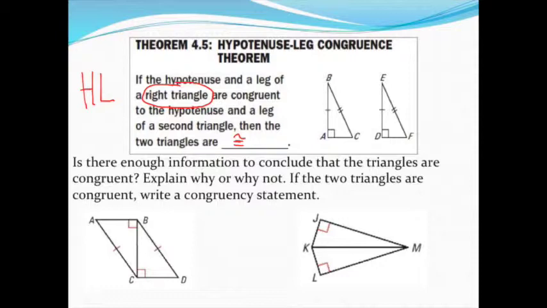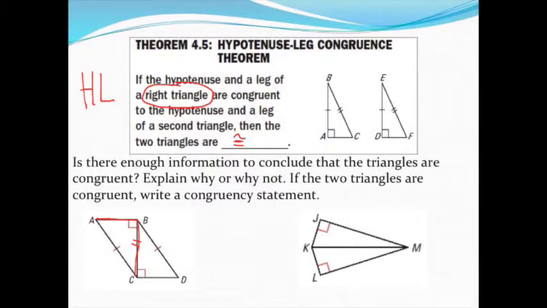Once again, I'm going to look at the tick marks I have and see if there are any that I can add. As we've talked about all along, since they share this side BC, I can add that tick mark right there because of the reflexive property. The side is congruent to itself. So let's see if I have enough. Here's the triangle that I'm looking at.